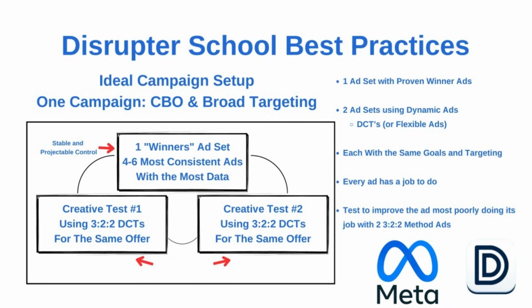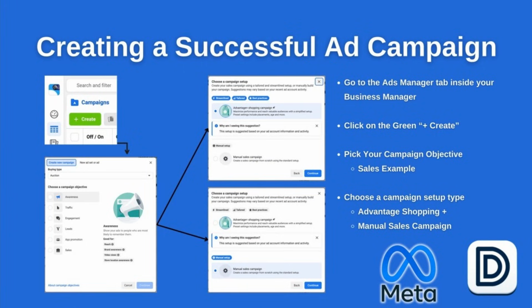And then you want to test and improve the ad most poorly doing its job in your winners ad set with the 322 method ads. And I'm also going to build some 322 method ads along with you today so that literally you can copy and paste your way to success. I promise you can do this. So let's get started in creating a successful ad account.